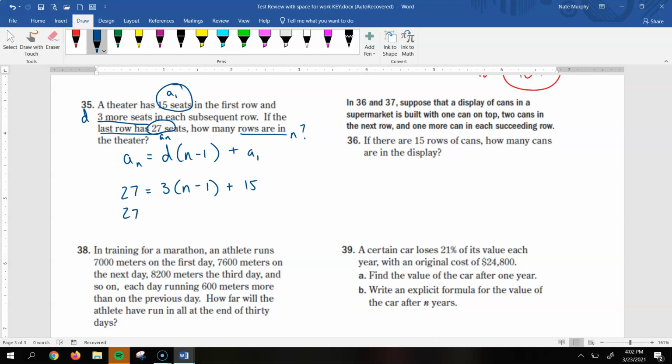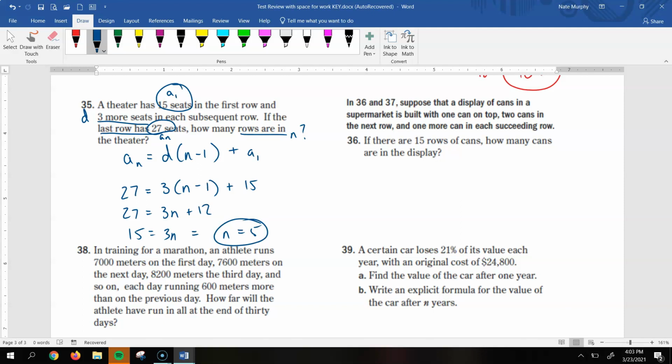So if I solve this equation, if I distribute the 3 through, we'd have 3n, and 3n minus 1 would obviously be negative 3, but plus 15, that would be 12. So what I would do is subtract 12 from both sides, and I would have 15 equals 3n. So if I divide both sides by 3, I get that n equals 5. So there would be 5 rows of seats in that theater.